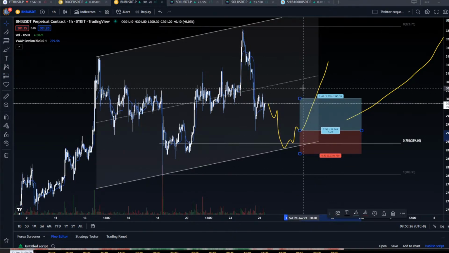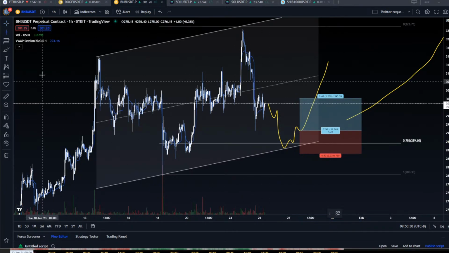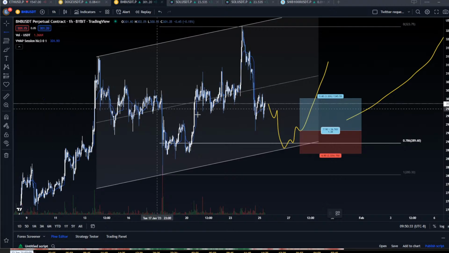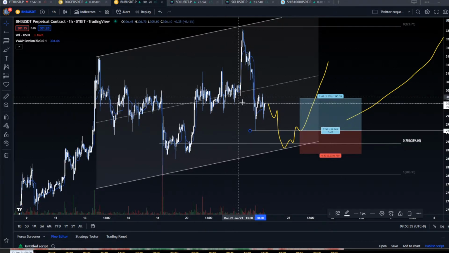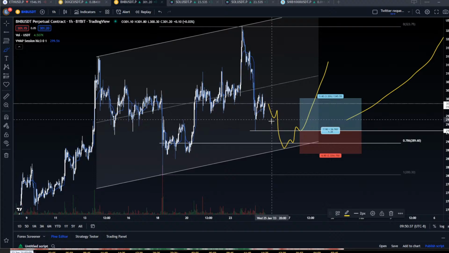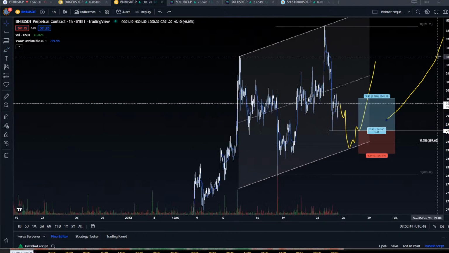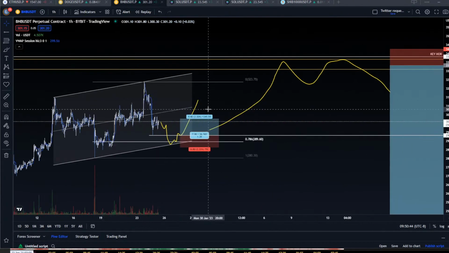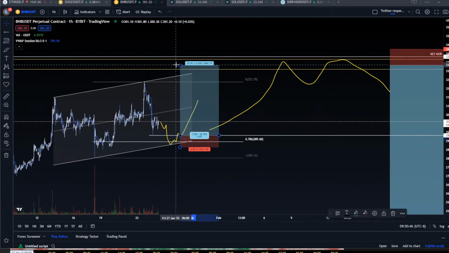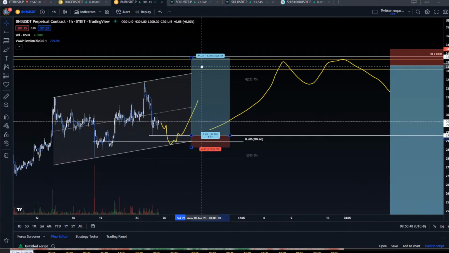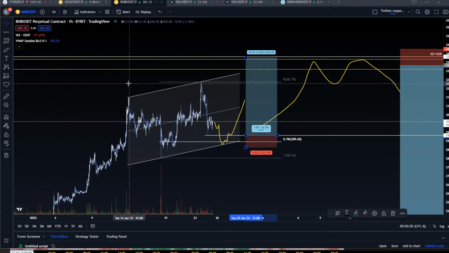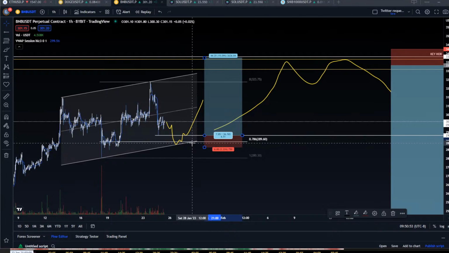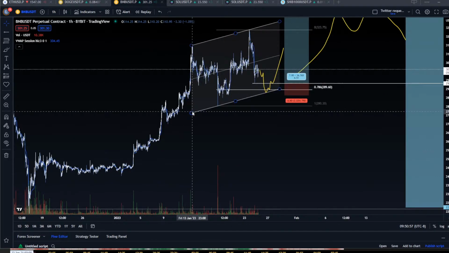You probably need to do something. If you want to wait for a reclaim of structure, currently we have this low. But of course we could front run the level and develop more structure here, which could give a slightly different setup. But that can't be analyzed at the moment. It could be something like that, if there's some strength down here and this local structure holds up.